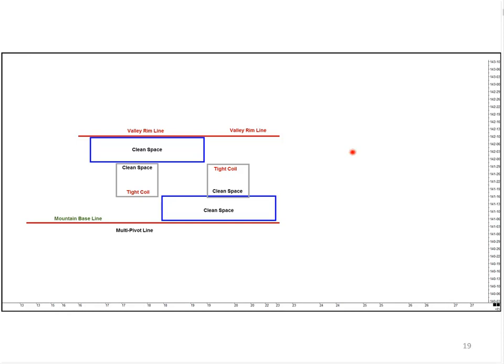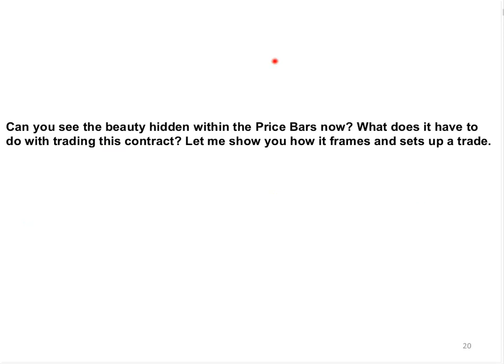And you can do it without bars. Then when you put the bars back on, can you see the beauty hidden within the price bars now? What does it have to do with trading this contract? So let me show you how it frames and sets up a trade.